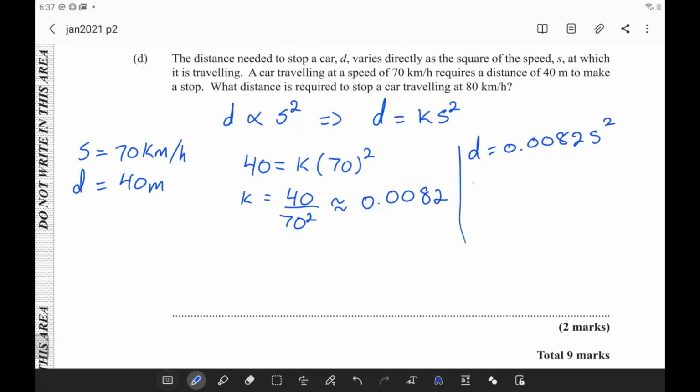Now they ask us what distance is required to stop the car traveling at 80 kilometers per hour. So we have distance is equal to 0.0082 times 80 squared. And using BODMAS, we know to do the orders first. So we have d is equal to 0.0082 times 80 squared, which is 6,400.